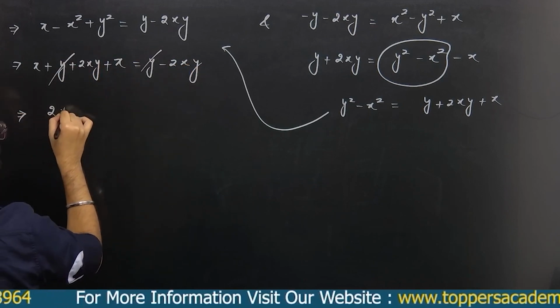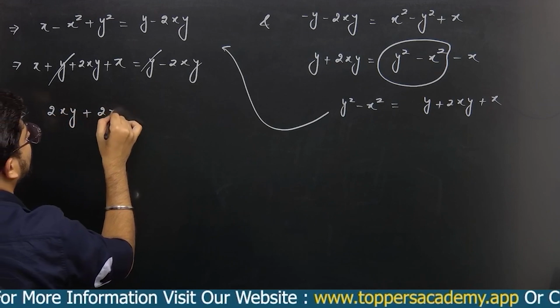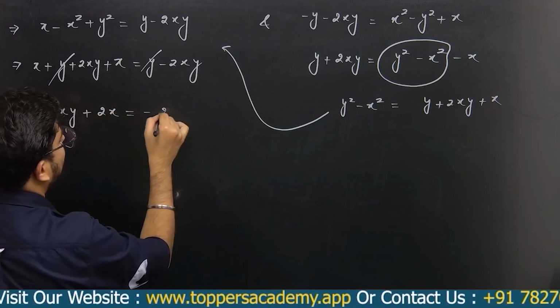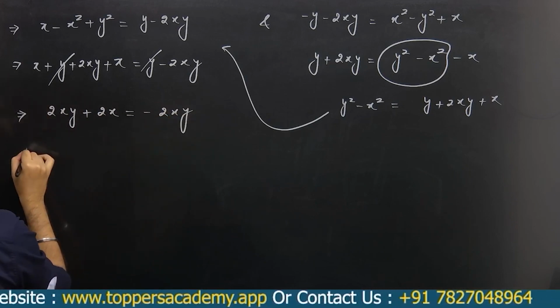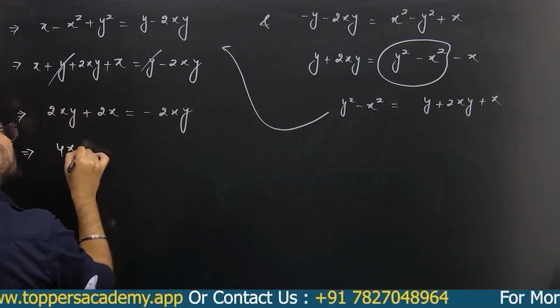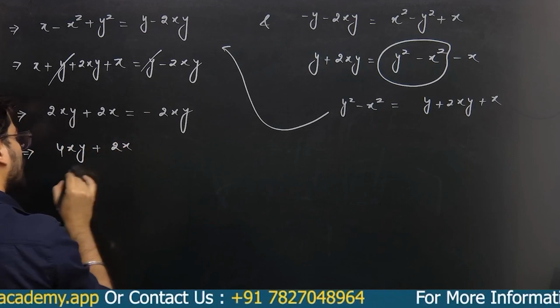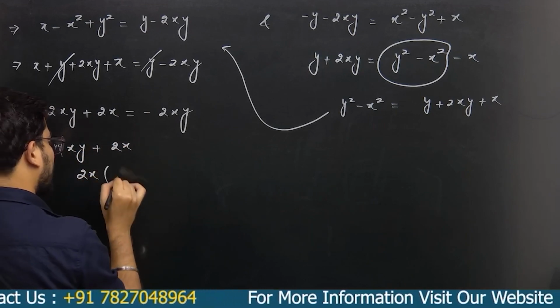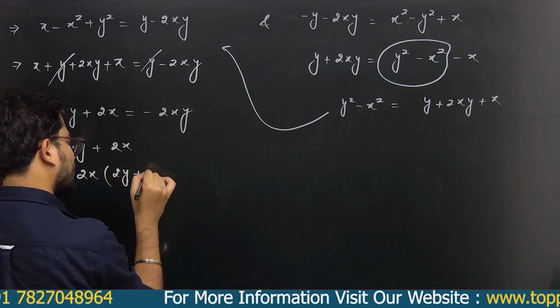You will get 2xy plus 2x is equal to minus 2xy. So when you shift here, you will get 4xy plus 2x. Okay, so you can take 2x common, and you will get 2y plus 1 is equal to 0.